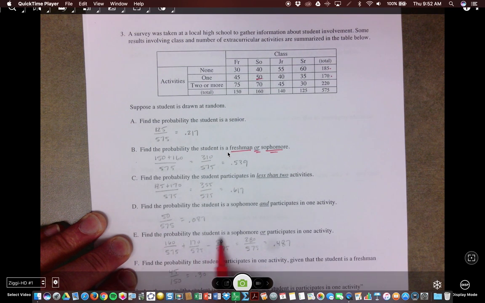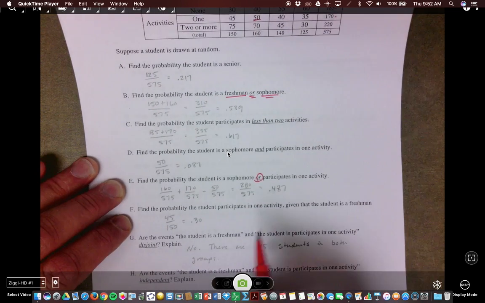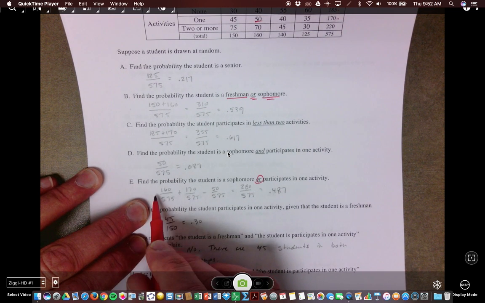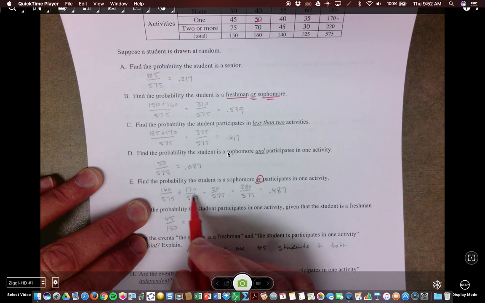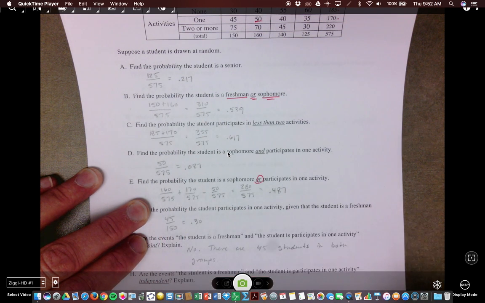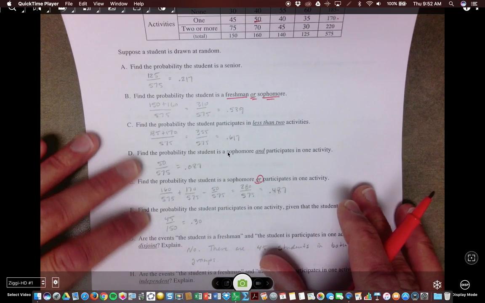So find the probability the student is a sophomore or participates in 1 activity. We have to remember what to do with this word or. The way that I did this one is I said, this is the probability that a student is a sophomore. This is the probability that a student is involved in 1 activity. And then this number is the overlap. There are 50 students that were in both, and we have to subtract that out because those 50 kids got counted twice, and you're going to get 280 out of 575, which is about 48.7%.